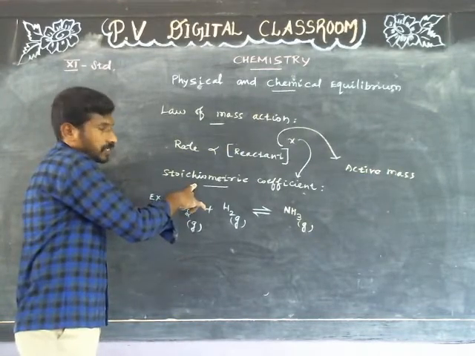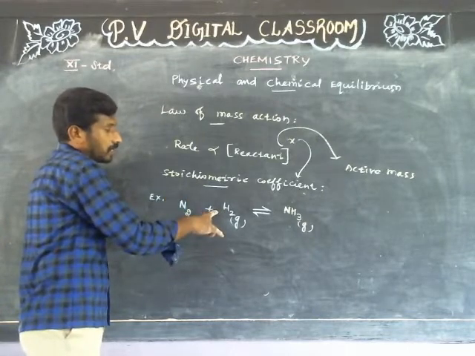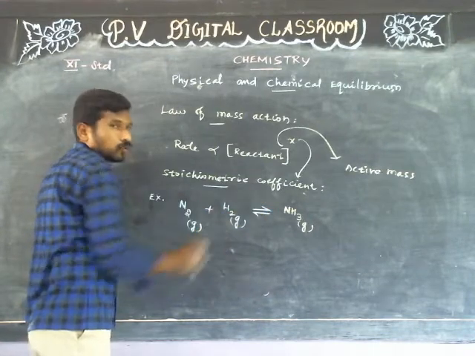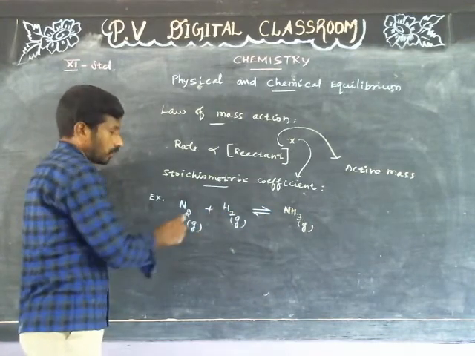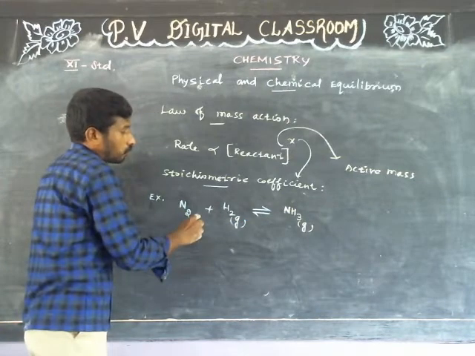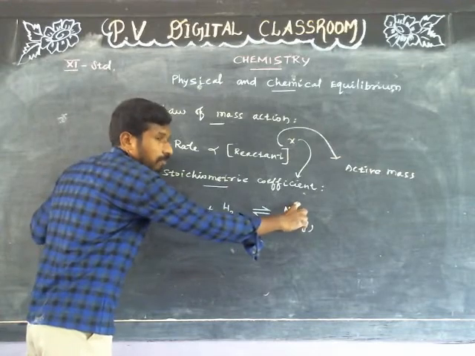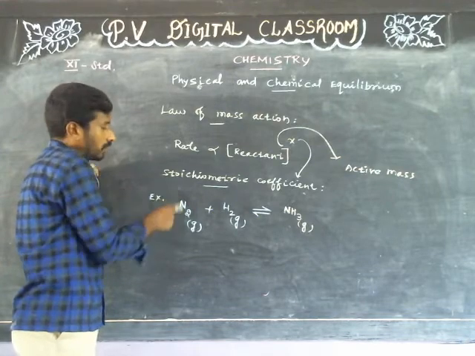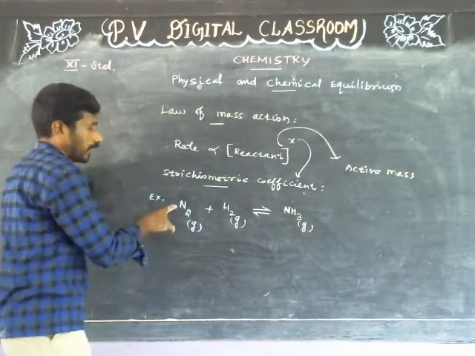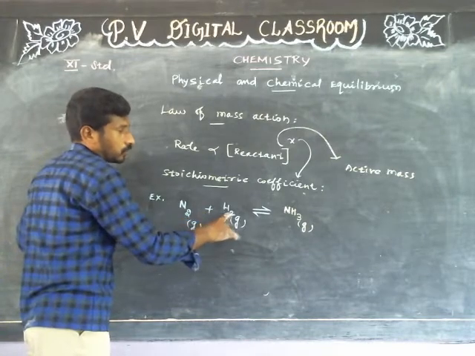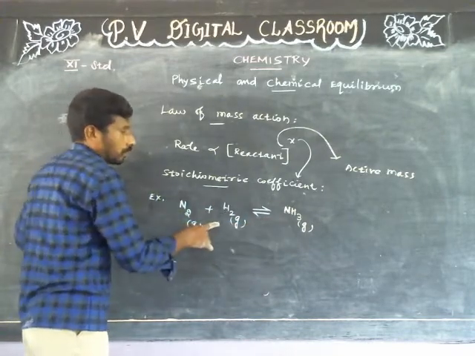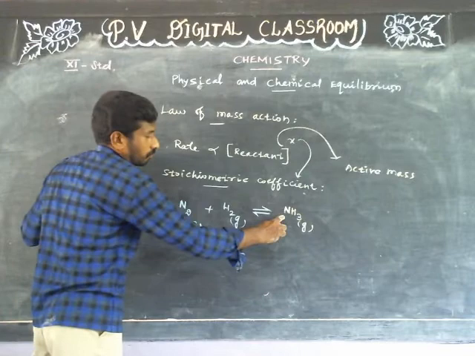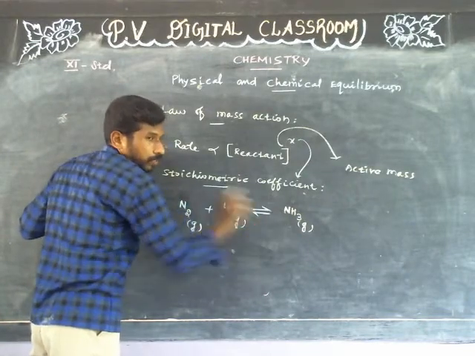Stoichiometric coefficient is a number which is placed in front of the atoms in a chemical reaction in order to balance the number of each element on both the reactant side and product side. To explain this term, let us consider this example. Nitrogen reacts with hydrogen to give ammonia. In this reaction, nitrogen and hydrogen are reactants. Ammonia is a product.